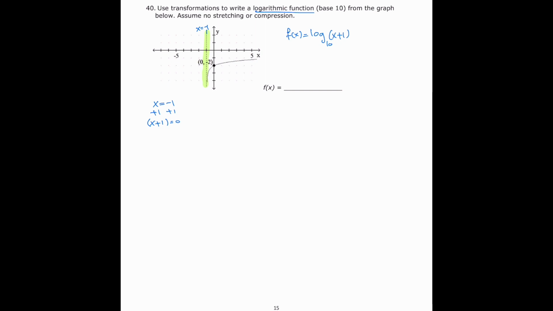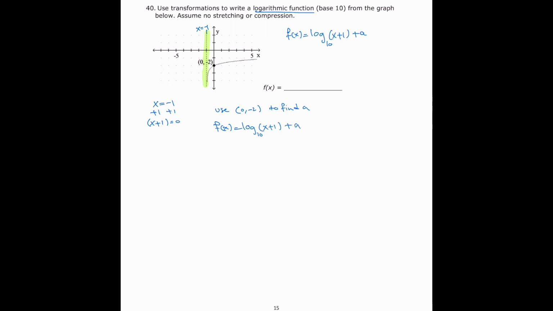We know that there was a vertical movement of the graph. So I'm going to say plus a here in general. And then I will try to use that point. So use the point (0, -2) to find a. So we have the function f of x equals log base 10 of x plus 1, plus a.